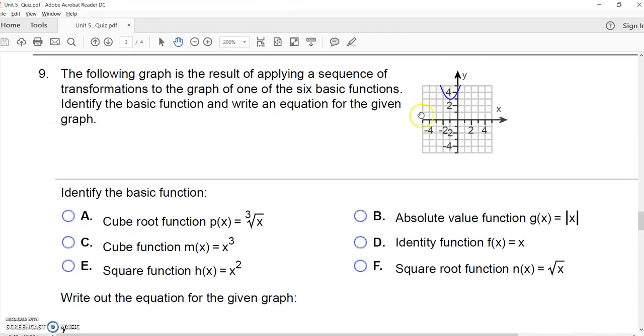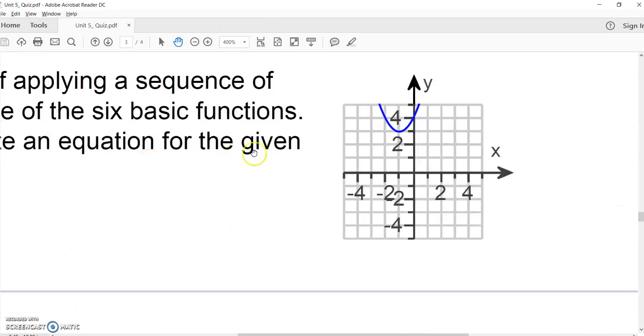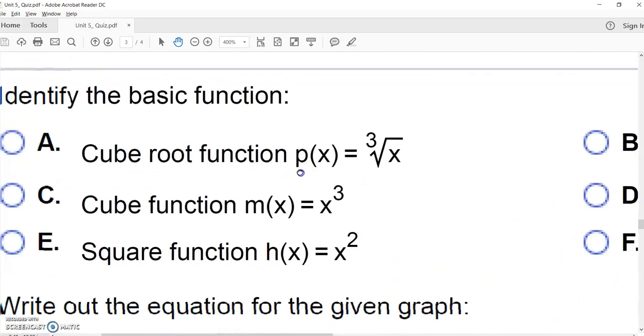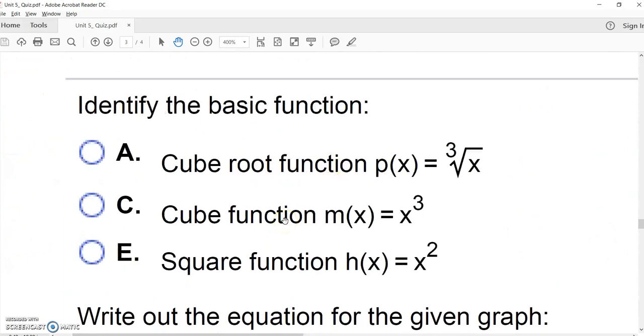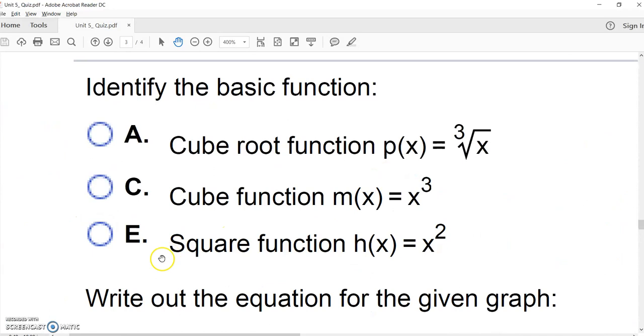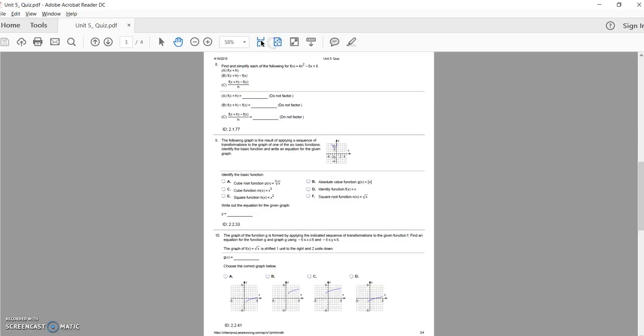So number 9, here's the graph, and identify the basic function. You can see that this is a parabola, and a parabola has a vertex right here, let me make this bigger. It has a vertex and two symmetrical arms. So this is a basic parabola, and the parent function, which is the basic function, is f of x or h of x equals x squared. So this is the right answer choice. It's a square function, h of x equals x squared.